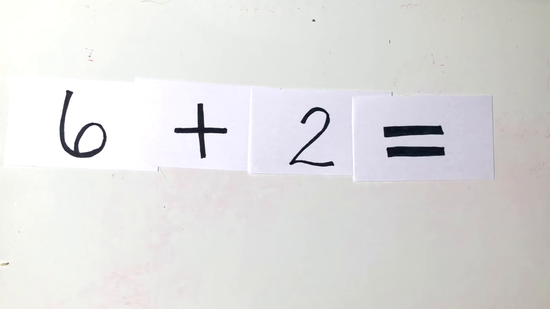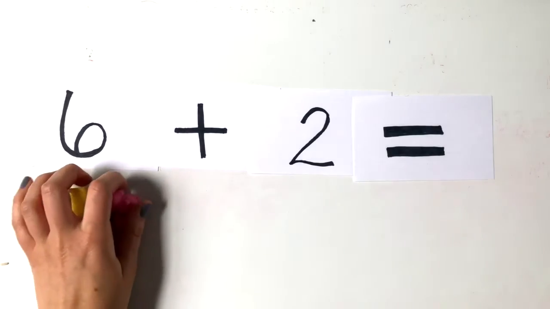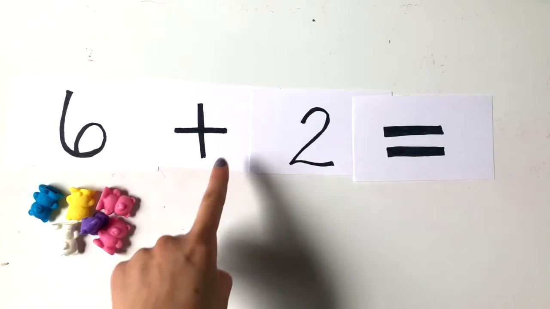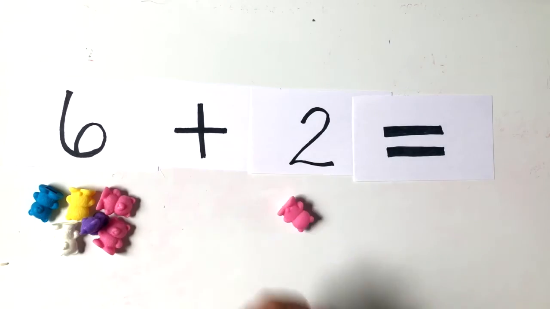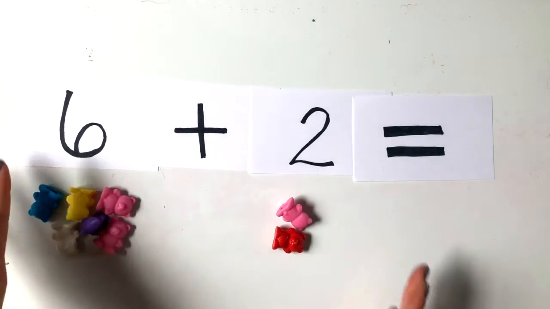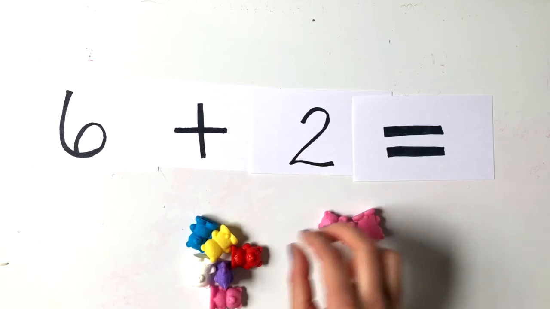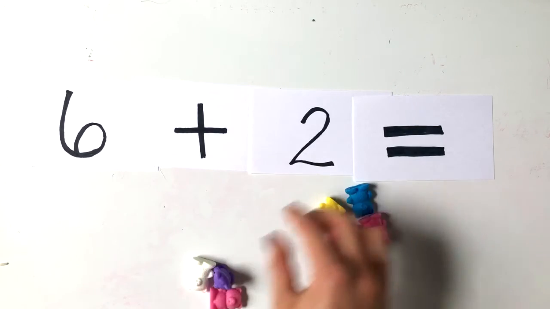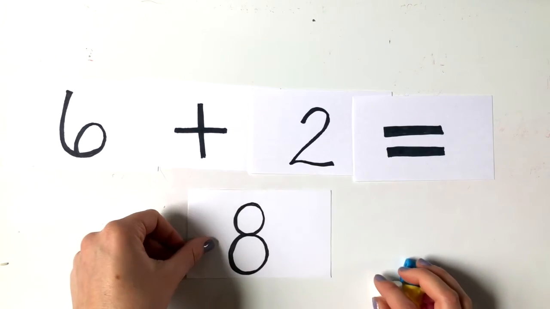Hey friends, so let's also practice a couple addition problems. So 6 plus 2. So you can solve this problem by counting out 6, 1, 2, 3, 4, 5, 6, and then adding. We know it's adding because there is the plus sign. So plus 2 more. So then we count out 1, 2. Then we're going to count them all together. So combine the piles and count 1, 2, 3, 4, 5, 6, 7, 8. So 8 would be our answer.